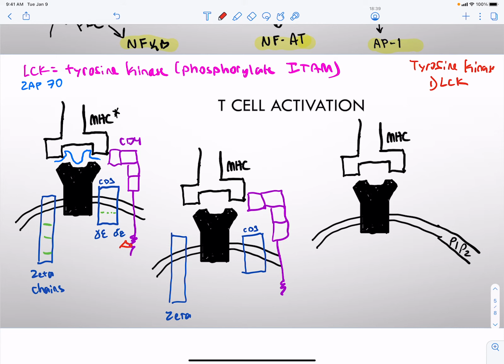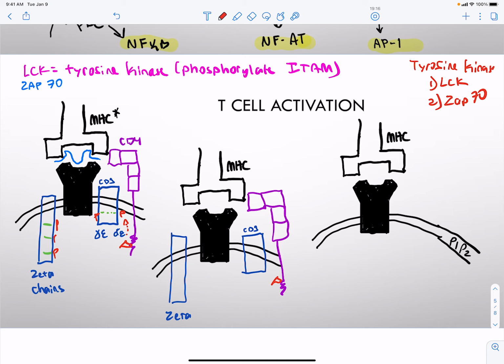And LCK is going to phosphorylate the ITAMs. So you're going to add phosphates to these ITAMs, and you're going to add them to your zeta chains as well. So those are going to get phosphorylated by LCK. Now, after LCK has phosphorylated those ITAMs, we're going to get our second kinase, which is ZAP70. And ZAP70 stands for zeta chain associated protein kinase.